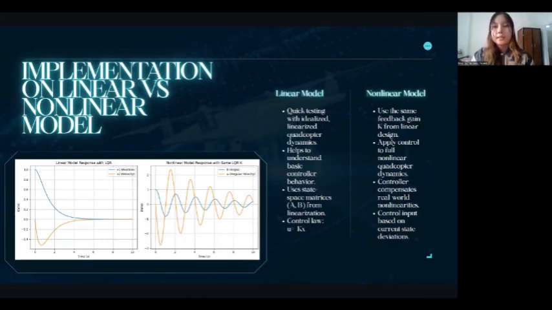Now the nonlinear model. We apply the same K gain from the linear model to the full nonlinear dynamics. This simulates a more realistic scenario where the system has real-world nonlinearities. The controller compensates for those deviations based on current state error. Looking at the graph, the linear model response is smooth and stable. The nonlinear model shows more oscillation due to the system complexity, but the LQR controller still managed to stabilize it over time.